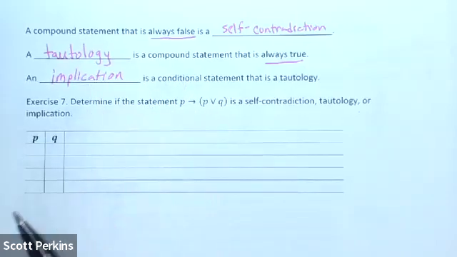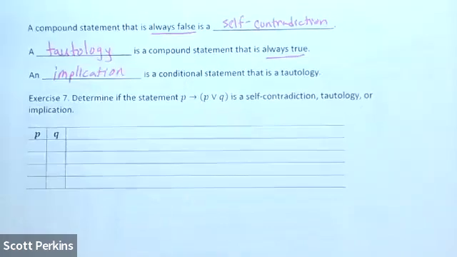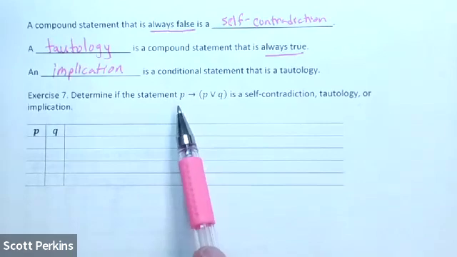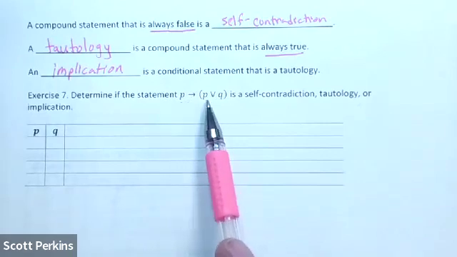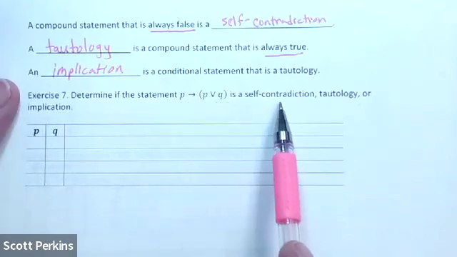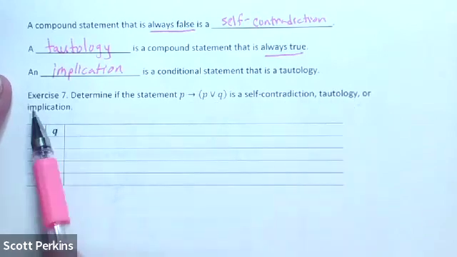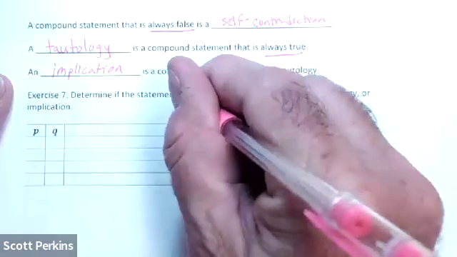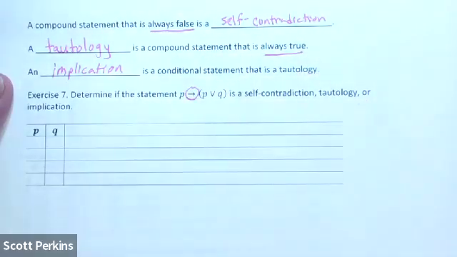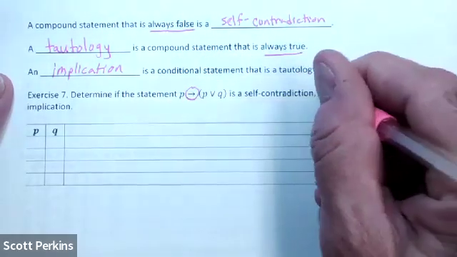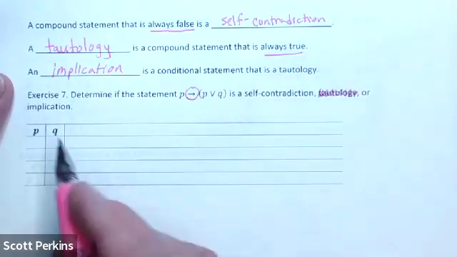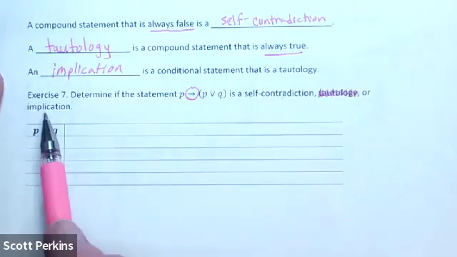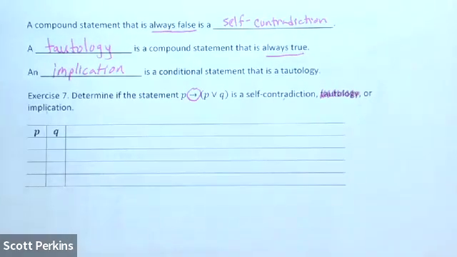So here's the last thing you're going to do for me today. Exercise 7, you're going to do a quick truth table to determine if the statement, if P, then P or Q, is a self-contradiction, a tautology, or an implication. In fact, I'm going to get rid of one of the choices. Since this is a conditional statement, we would use the specific word. We wouldn't use tautology, we would use implication. So you're going to determine, is this a self-contradiction or is it an implication by creating a truth table.